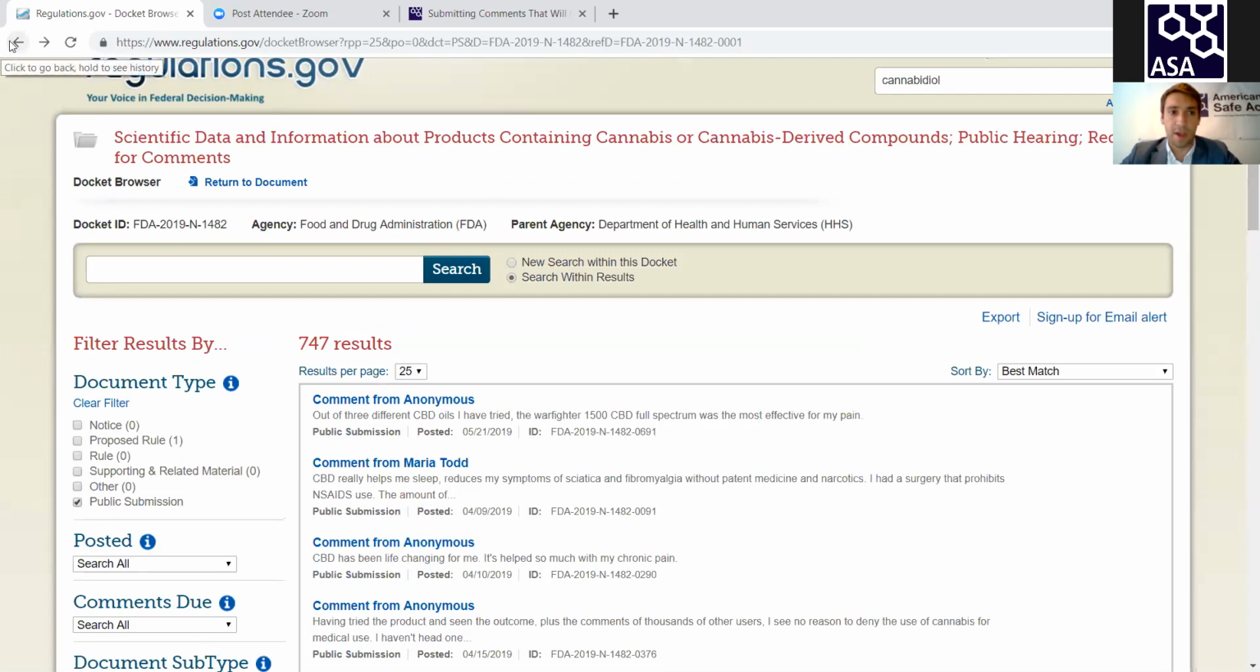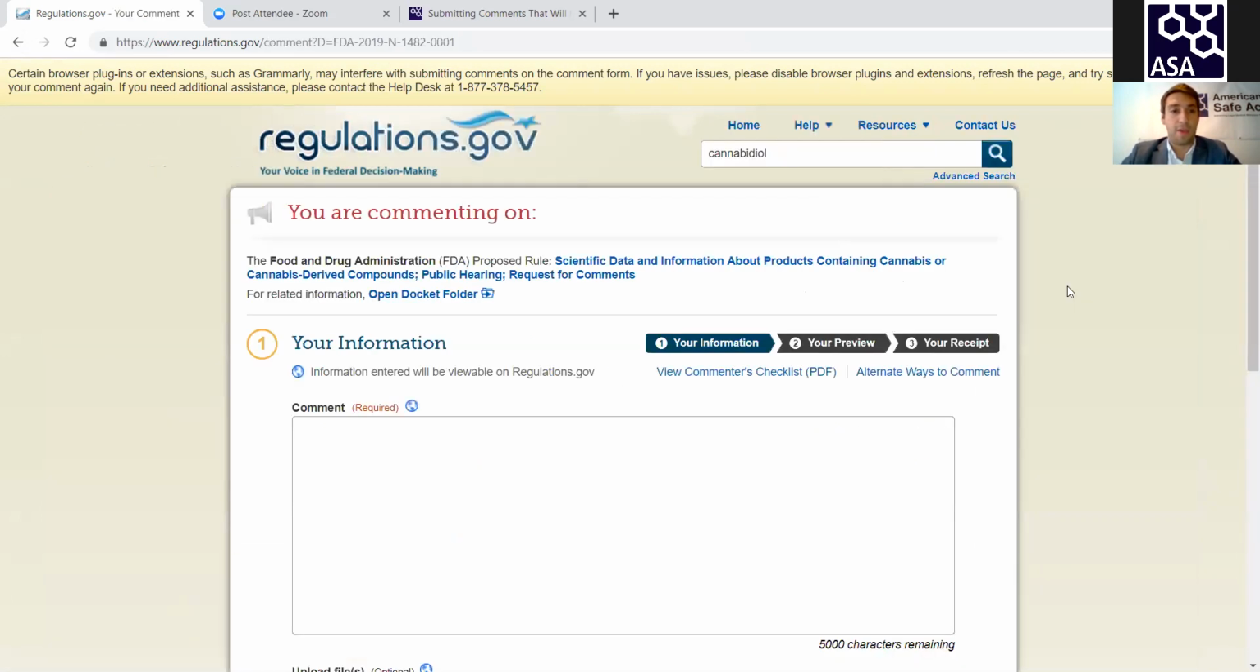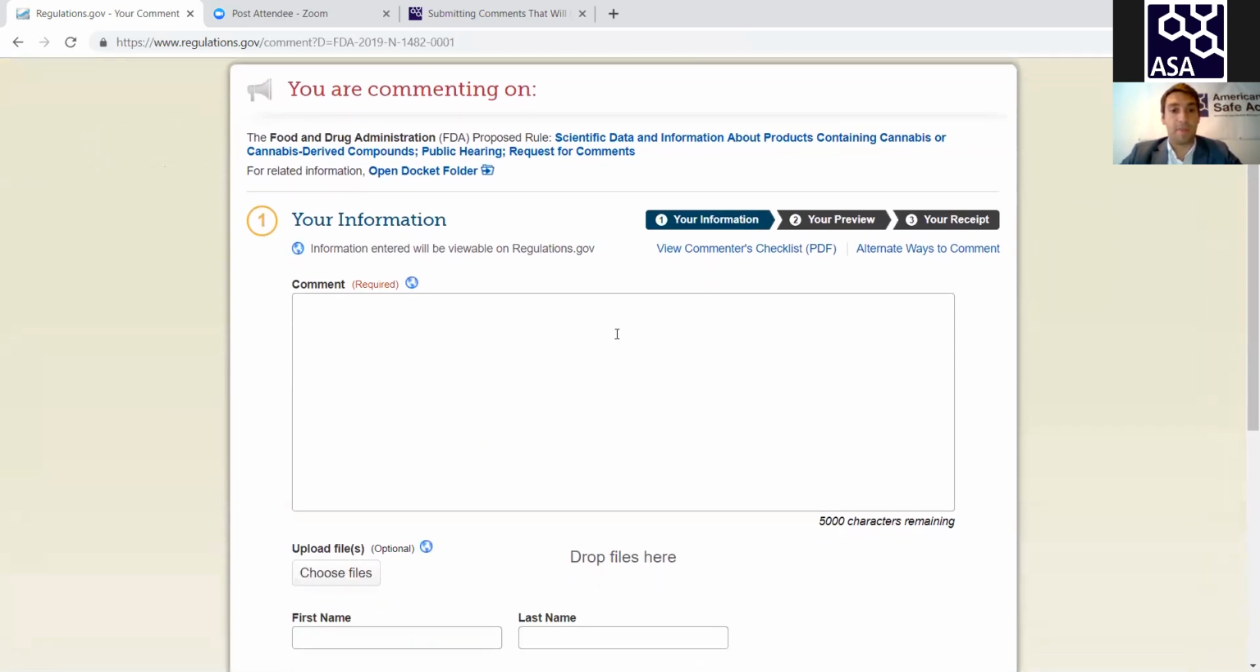So if you want to comment directly through Regulations.gov, there is a button right here at the top right of your screen that says Comment Now. You click that, and it will bring up this web form where you can put in your comments. And the only reason I'm typing this right now is I have a more extensive PDF that I'm going to walk you all through in a moment.